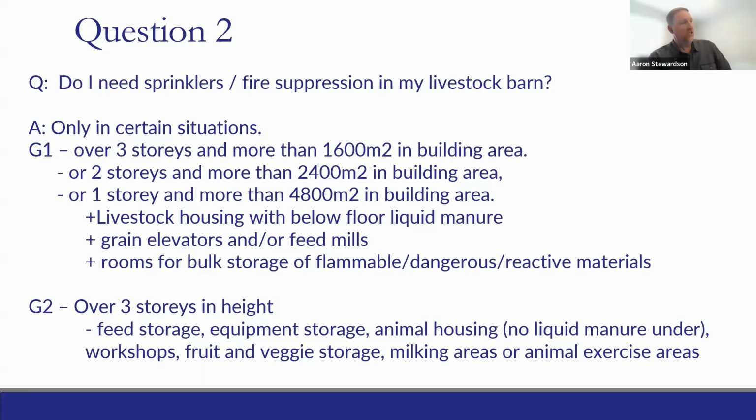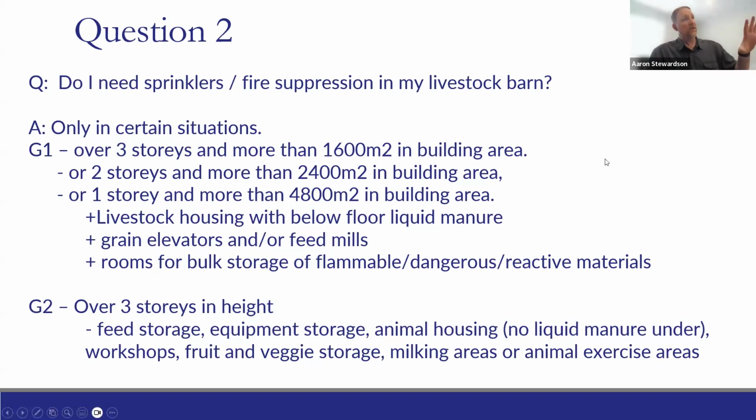Okay. So your G2 buildings, which is your general farm buildings, there is a line in the building code. There is what's called a building classification that allows for any area still. So you're not limited to area with the G2. So it really comes down to the height, over 3 stories in height for feed storage, equipment storage, animal housing, right? Work stops, fruit and veggie, milking centers, or animal exercise. Now that list doesn't cap there. That's just where I capped it at. There's more types of buildings that could be listed in a G2.